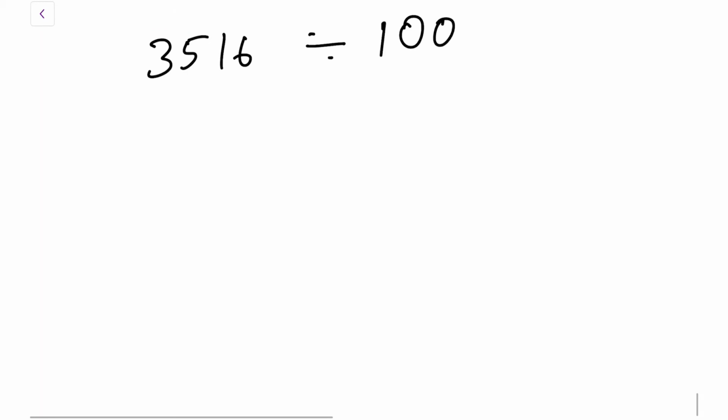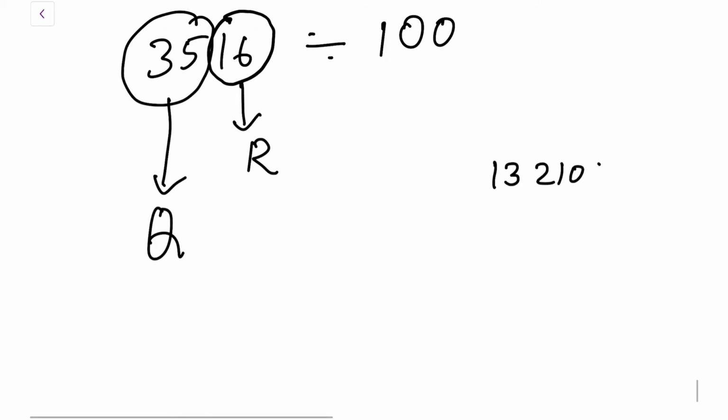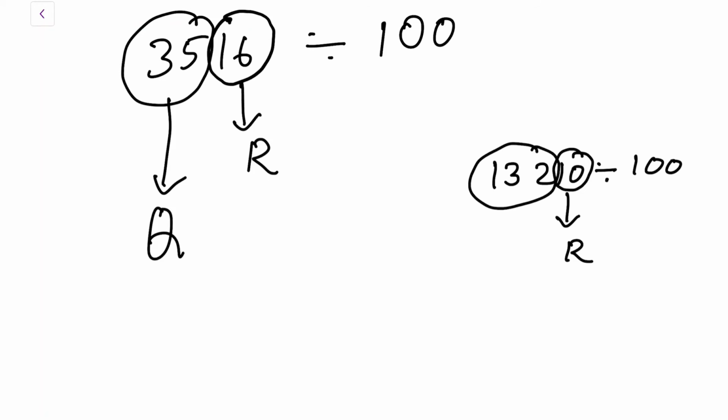3516 divided by 100. Come on, tell me what the remainder and quotient is. When a number is divided by 100, what happens? The digit in the tens place and ones place, these 2 digits, that's your remainder. And the remaining digits, that is 35, becomes your quotient. Superb. Okay, what about this? 13210 divided by 100. Tens place and ones place, that becomes your remainder. 132, the remaining digits becomes your quotient.